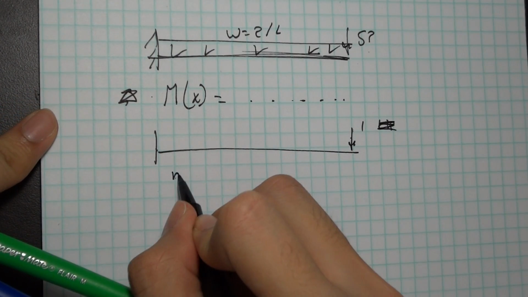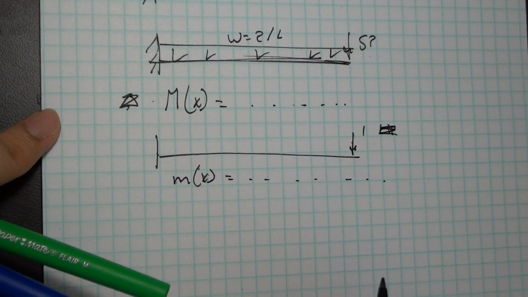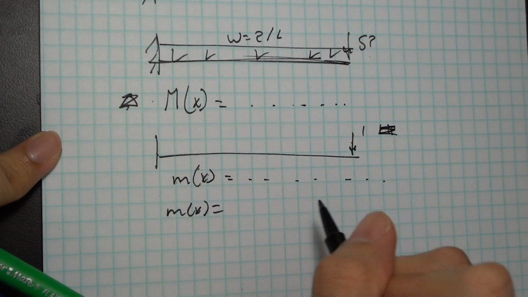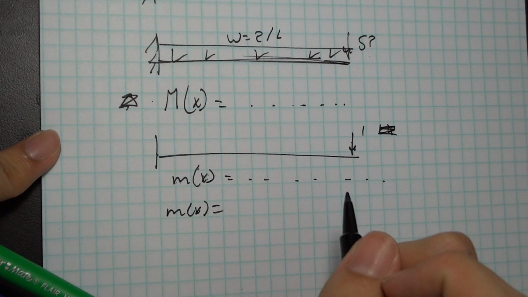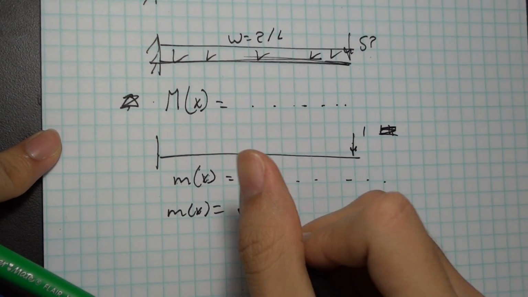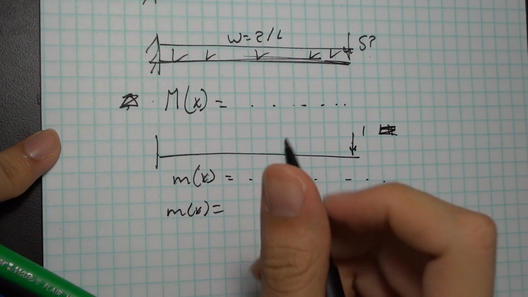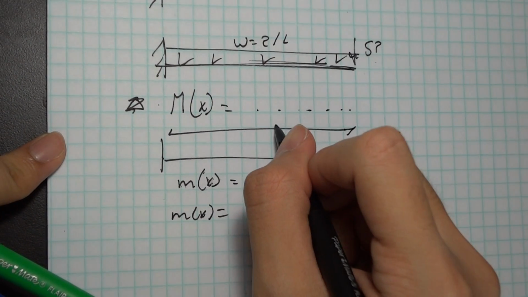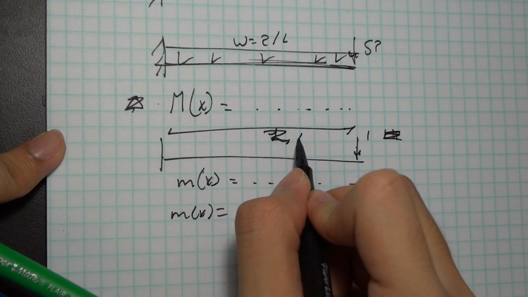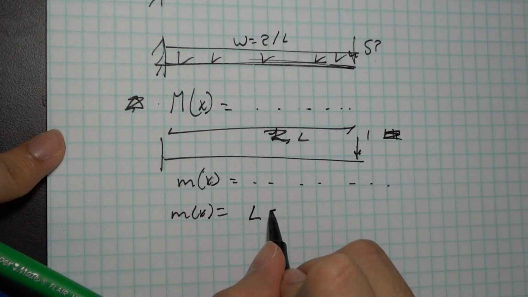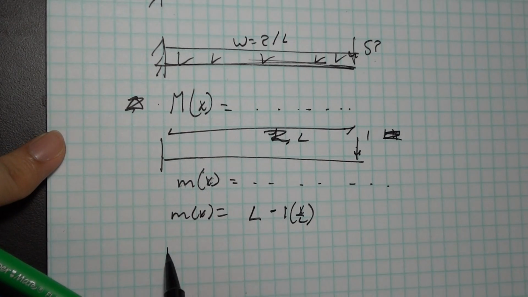And then find a moment equation. Let's call this little m. For this, you should see that your little moment of x is going to be, let's call this whole thing script L. Oh, the total length is L. So you have L minus 1x over L, if we have our x going from the left to the right.